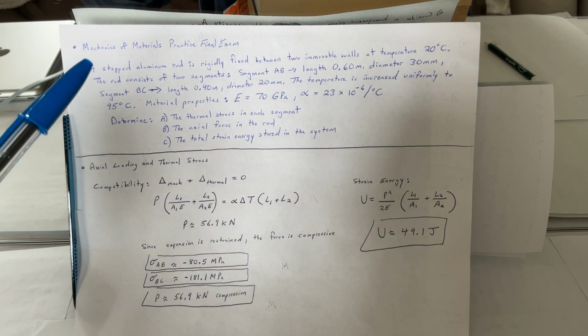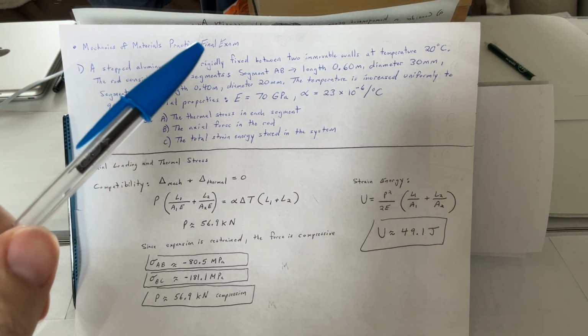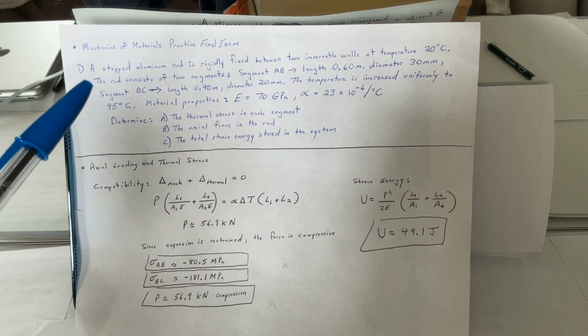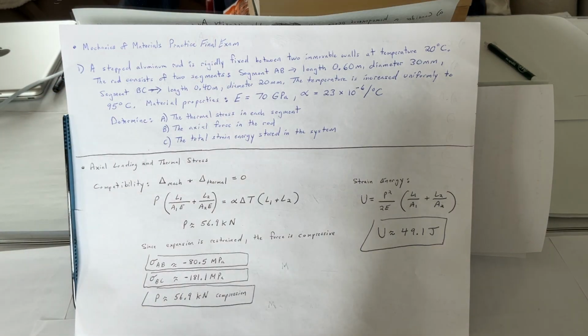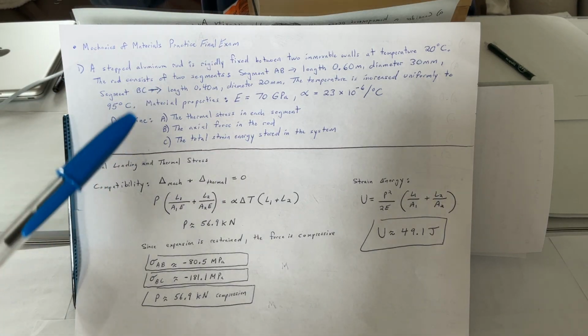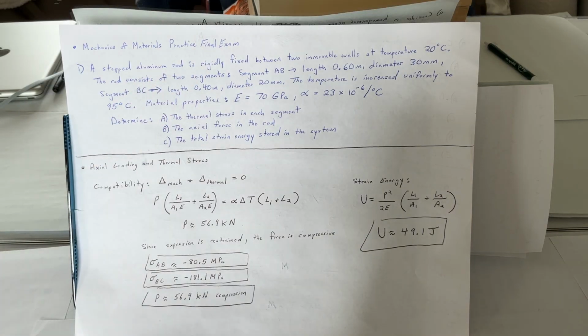Okay, so we have a mechanics of materials practice final exam. Let's begin. Number one, a stepped aluminum rod is rigidly fixed between two immovable walls at temperature 20 degrees Celsius. The rod consists of two segments.